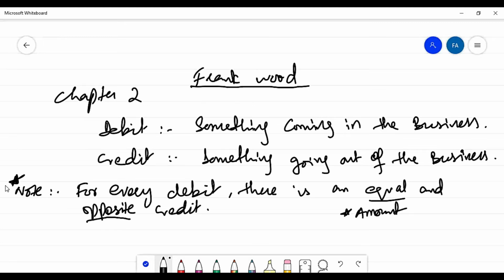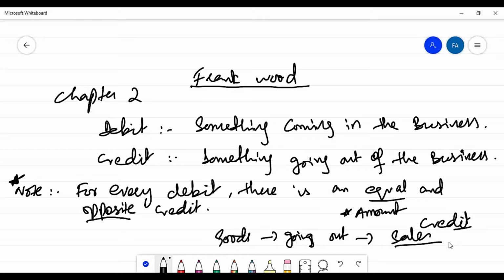Who is paying us? What if it's not a loan? It would be any other thing, a sale, let's suppose. If it is a sale, goods are going out of your business. Whenever goods are going out because of selling them, we call it sales, and if goods are going out, it is termed as credit. The other thing remaining is the customer, J Frank, which would be debited, because for every debit there is an equal and opposite credit.